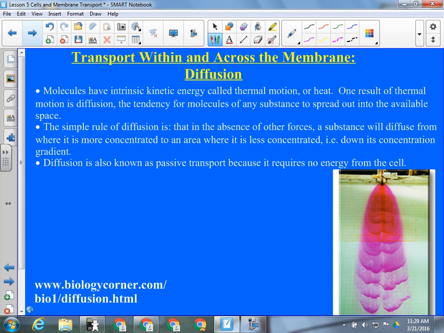Diffusion works fine over small distances, which is why cells are small. Cells can't get big because if they get too big, they can't transport materials with diffusion. We can't reliably transport materials by diffusion from our digestive tract to our brains. It's too far. That's why we have a circulatory system. It gets into the blood and we can actively pump it there. But it takes energy then.